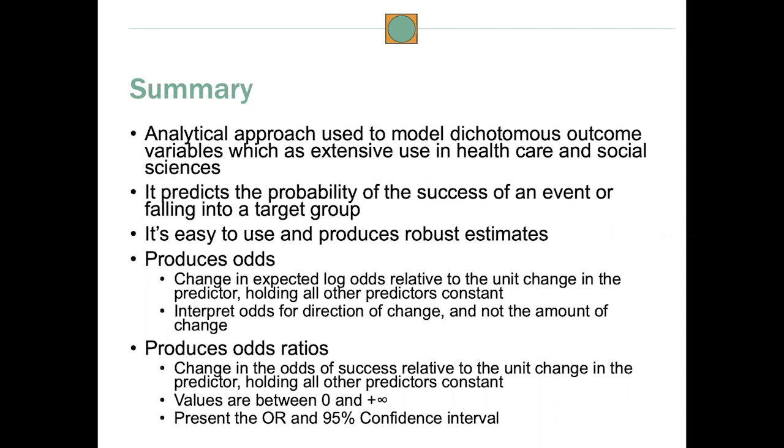The odds is the change in the expected log odds relative to the unit change in the predictor, holding all predictors constant. For the odds, you want to interpret it for the direction of change and not the amount of change. The odds ratio is the change in the odds of success relative to the unit change in the predictor, holding all other predictors constant. This you can interpret for the amount of change as well as the direction of change. Your odds ratio values are going to fall between 0 and positive infinity. Also, when you're presenting the results for the odds ratio, you also want to present the 95% confidence interval.